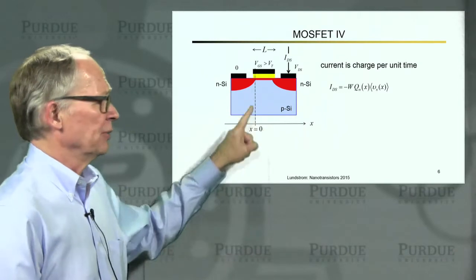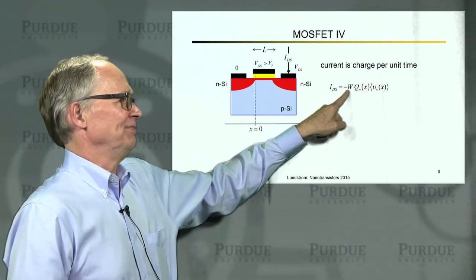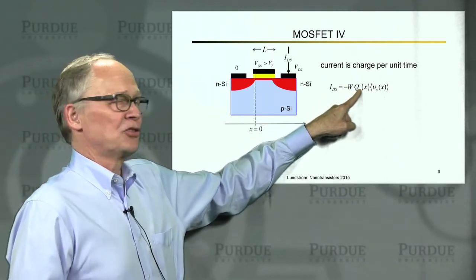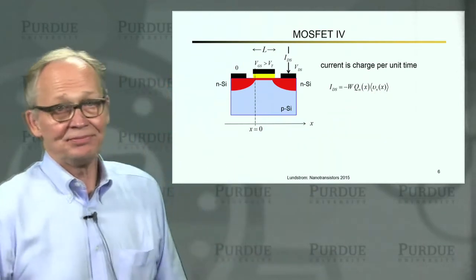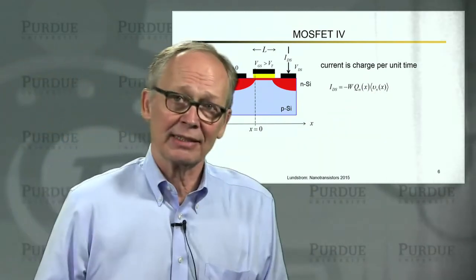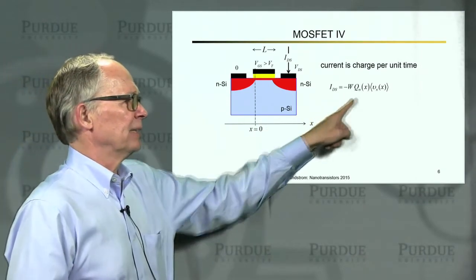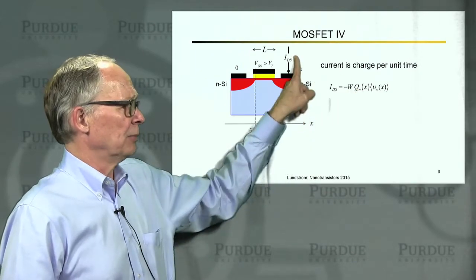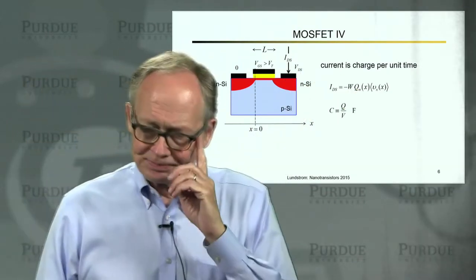And you just check your dimensions. This is width, maybe in micrometers, or in MKS units, it would be width in meters. This is charge in coulombs per square meter. This is velocity in meters per second. We get coulombs per second, we get amps. So we have the right units. The negative sign is just because the charge is negative because it's due to electrons, and we've defined a positive current when current flows into the drain terminal.